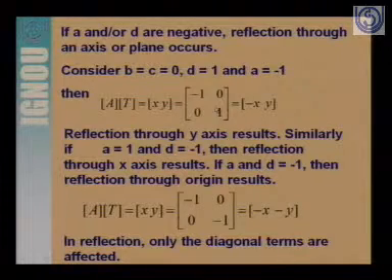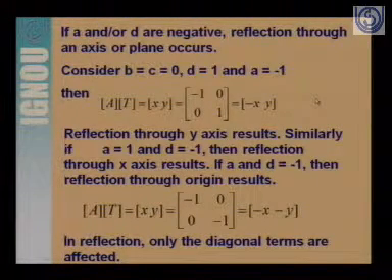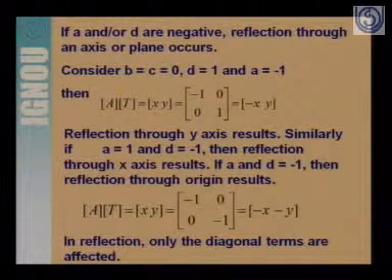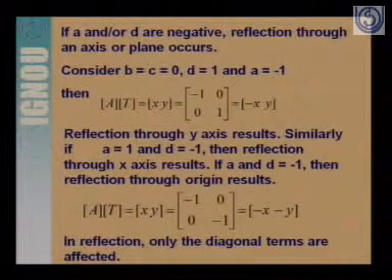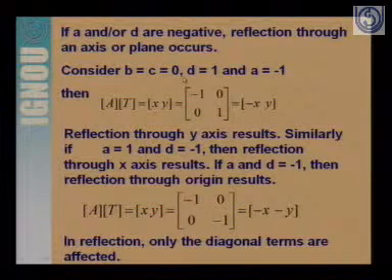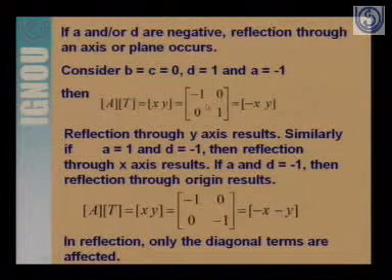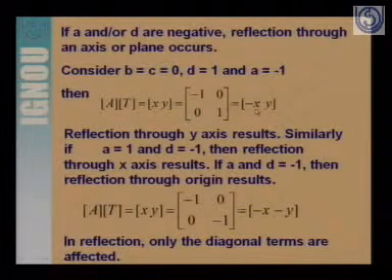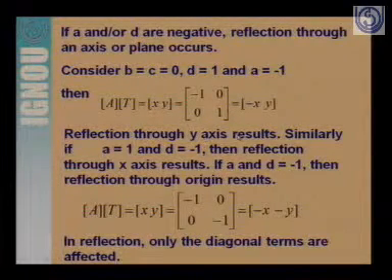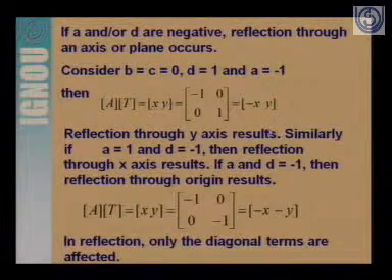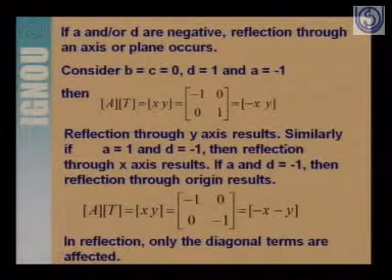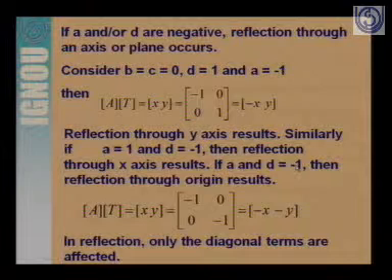Now, let us look into the aspects of reflection in detail with the help of the transformation matrix. If A or D is negative, reflection through an axis or plane occurs. So consider B and C equal to 0, D equal to 1 and A equal to minus 1. So we get this transformation matrix. In this case, finally we get X, Y into T equal to minus X, Y, and obviously this is the reflection through the y axis. Similarly, if you take A equal to 1 and D equal to minus 1, then reflection through the x axis results. If A and D are both equal to minus 1, the reflection through the origin results.